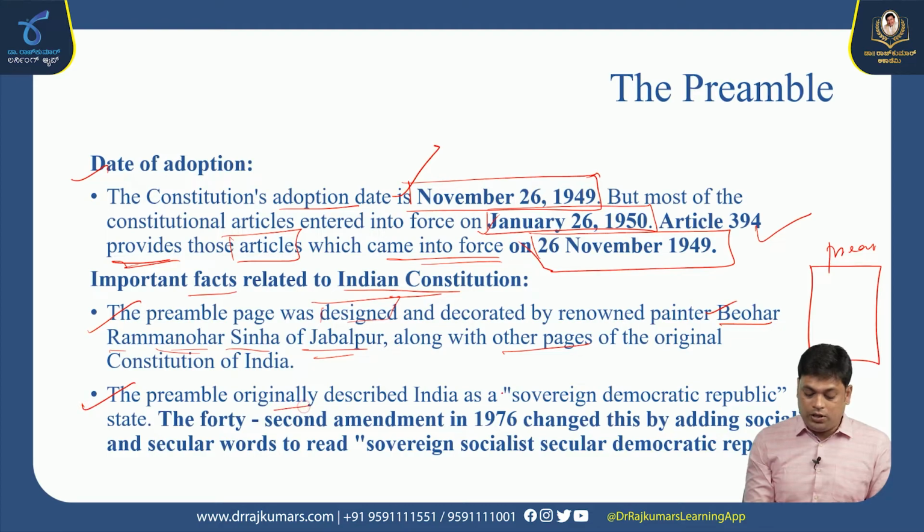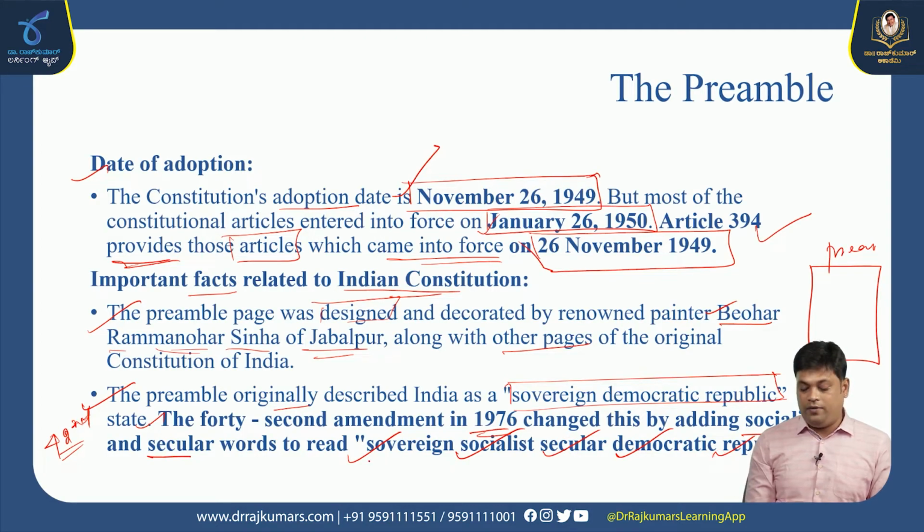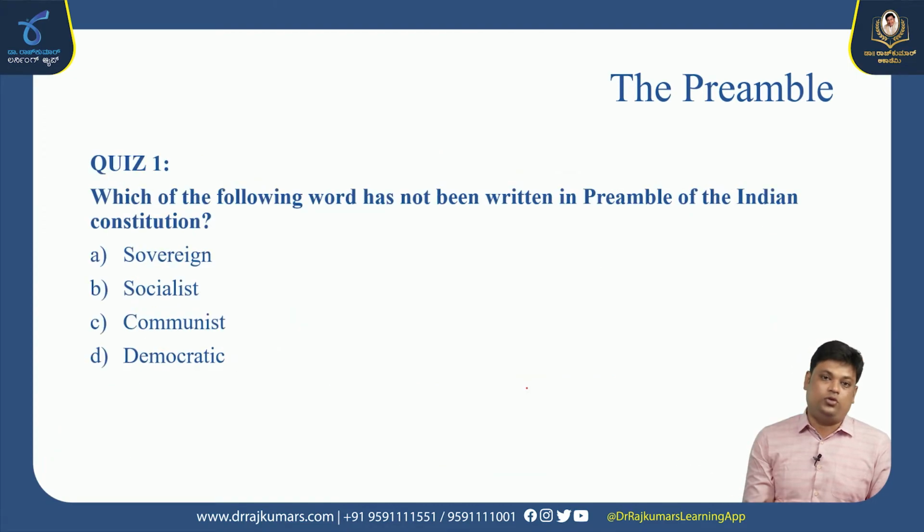The preamble originally described India as a sovereign democratic republic. The 42nd Constitutional Amendment Act of 1976 changed it by adding the words socialist and secular, to read sovereign, socialist, secular, democratic, republic. If anyone asks you for the definition of India, India is a sovereign, socialist, secular, democratic and republic nation, as stated in the preamble of the constitution.